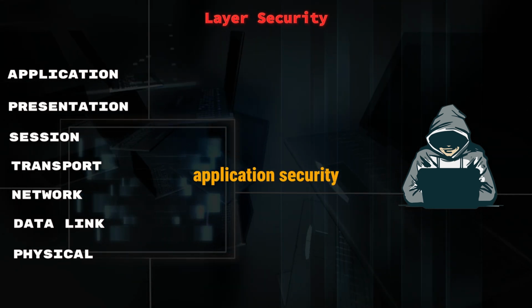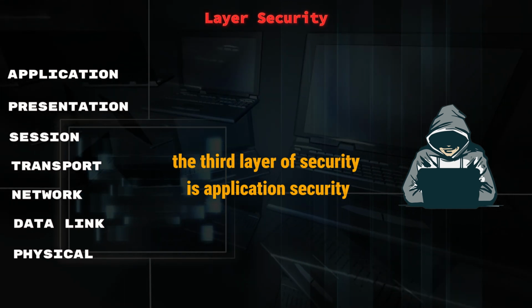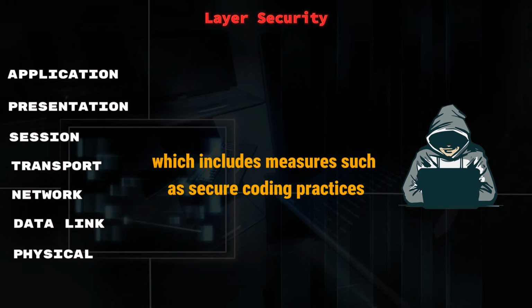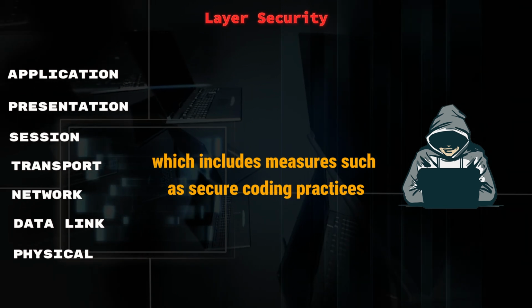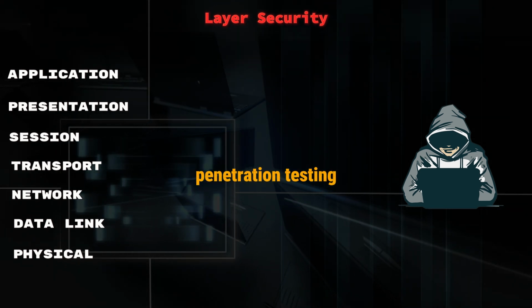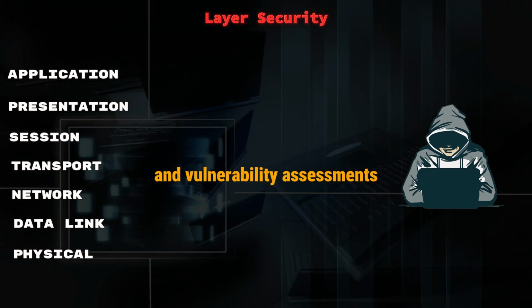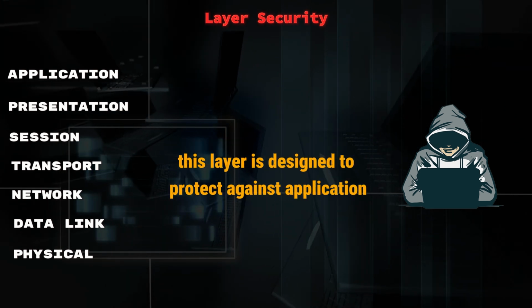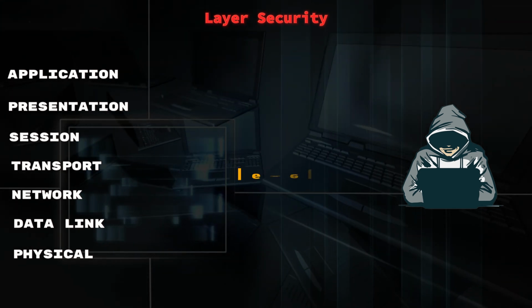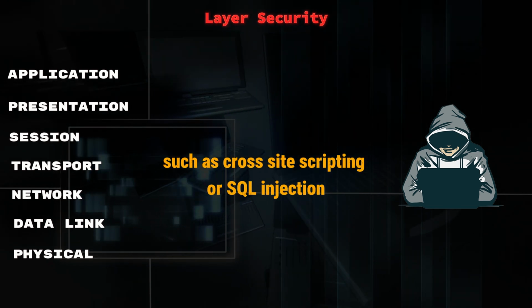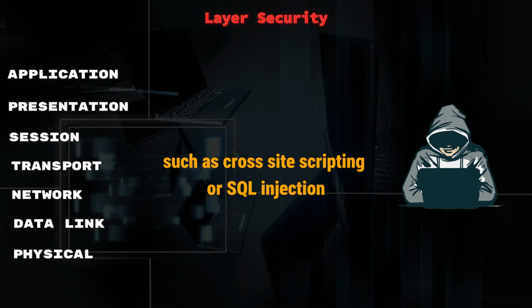Application security. The third layer of security is application security, which includes measures such as secure coding practices, penetration testing, and vulnerability assessments. This layer is designed to protect against application-level attacks, such as cross-site scripting or SQL injection.